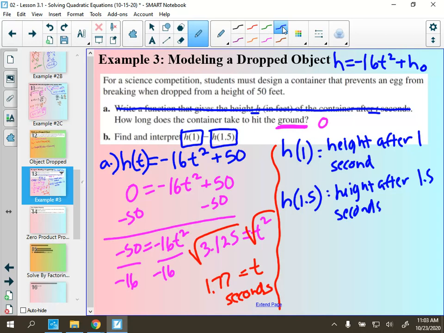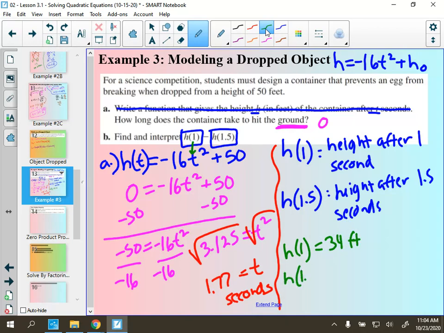Because we said it's going to take 1.77 seconds. So what we would be doing here, I'm tight on space, I would be plugging in a 1 here and evaluating. What do I get? I know you can't see me, but I'm typing this in my calculator. Negative 16 times 1 to the second power plus 50. I probably don't even need a calculator here, because it's just going to be 50 minus 16, so h of 1 equals exactly 34 feet.